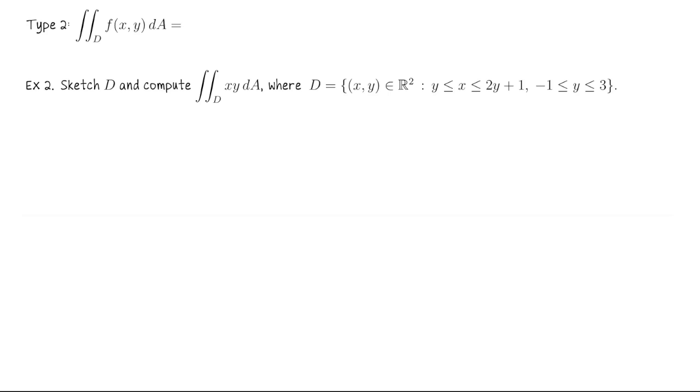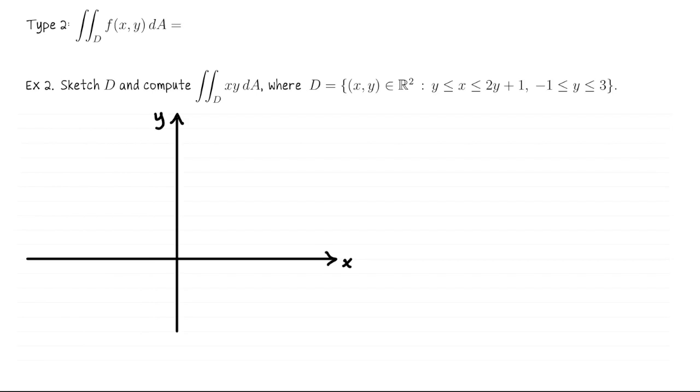Okay, let's look at this example. We would like to sketch the domain of integration and compute the double integral of xy over D, where D is the set of points in the xy plane for which y is less than or equal to x is less than or equal to 2y plus 1, and negative 1 is less than or equal to y is less than or equal to 3. So let's graph this region, and then we will set up our integral, anti-differentiate, and solve.